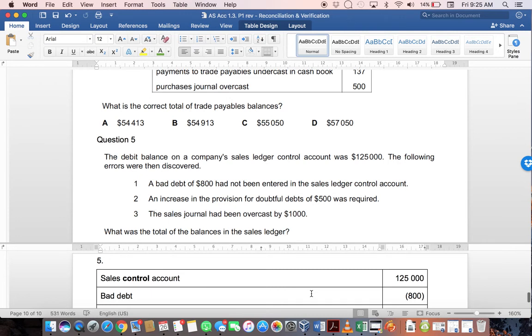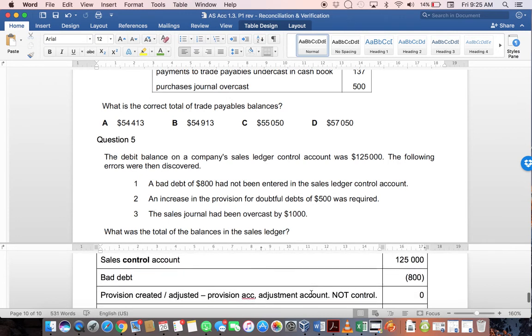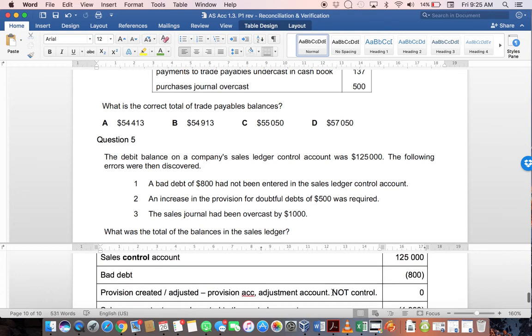Where the provision for doubtful debts was required of $500, this is an entry that you would use to adjust your statement of financial position figure. You are not going to adjust your control account nor your individual sales ledger accounts, for the simple reason that it is an overall provision that is being made. You are not actually writing off any individual account. So we will ignore number 2.